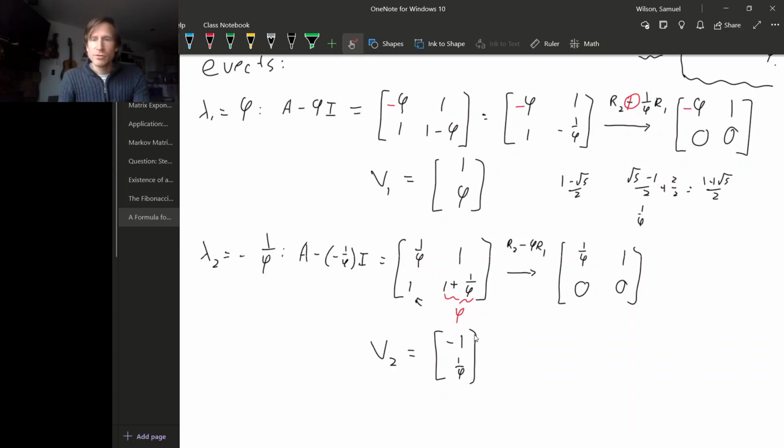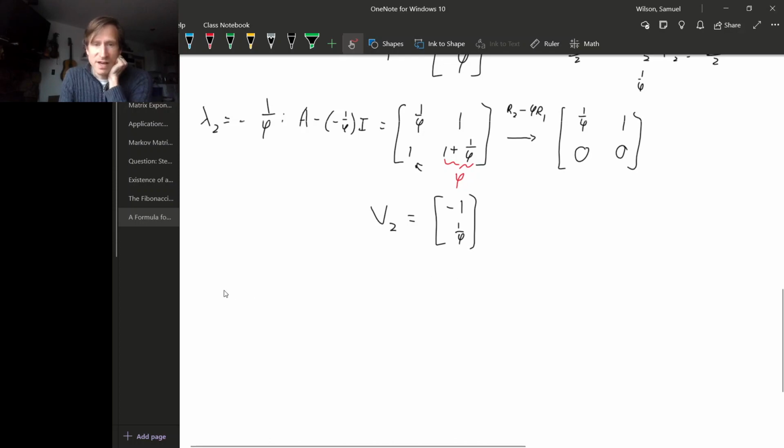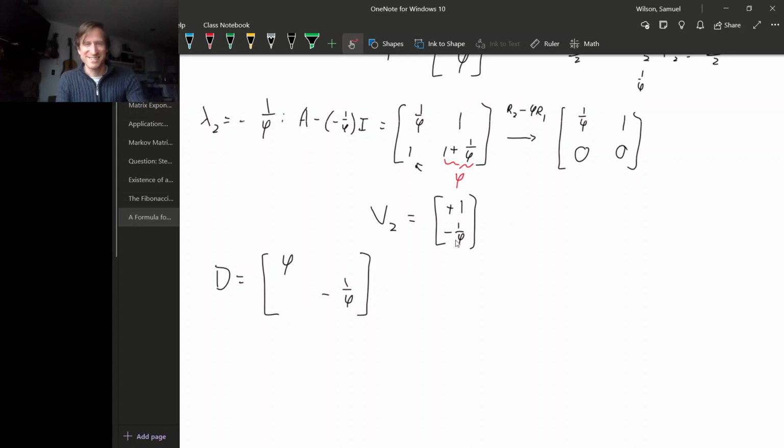Okay, so now we have our eigenvectors. That means we can write down our diagonal matrix with our eigenvalues. It's just the matrix with the eigenvalues on the diagonal, so that's phi and minus 1 over phi. Actually, why don't we make this one negative so that our eigenvalue shows up in this eigenvector, and we can write down the matrix that does the diagonalizing, which is P. P is just the matrix of the eigenvectors, so that's 1, phi and 1, minus 1 over phi.